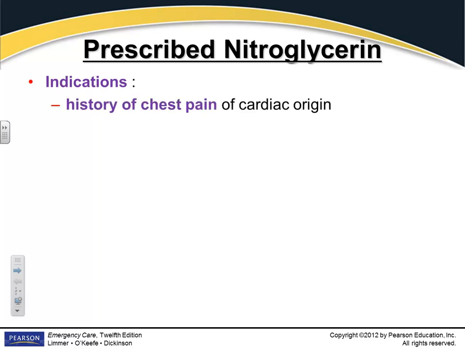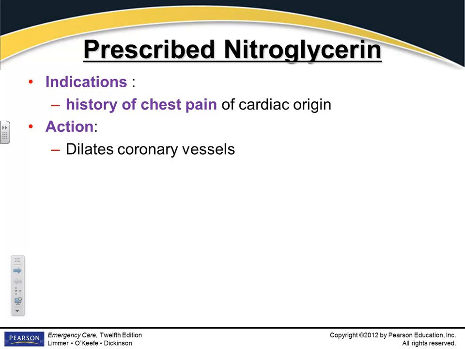Indication for nitro is going to be history of chest pain of cardiac origin. If the guy's been out moving a piano and now he says his chest hurts all over, it might be musculoskeletal pain. So you want to make sure that it's a cardiac issue. Now these patients that already have nitroglycerin, they already have cardiac history. So it's a good chance that they know exactly what it is. So you want to ask them, is this like you felt before? Is this your regular chest pain, or is this something different?